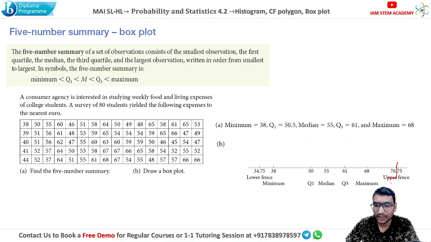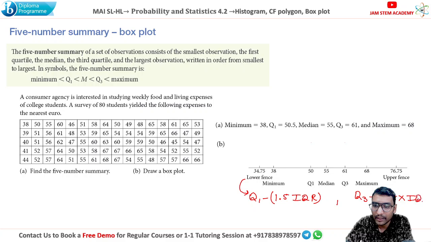This is your upper fence for outliers, lower fence for outliers. All the values more than that are outliers. All the values less than that, 34.75, are outliers, right? And you know outlier range, right? We can easily calculate the outlier range that we learned in the first session also, like Q1 minus 1.5 times the interquartile range. That's the lower fence value. And for upper fence value, we have Q3 plus 1.5 times the interquartile range. That gives us the upper fence value.